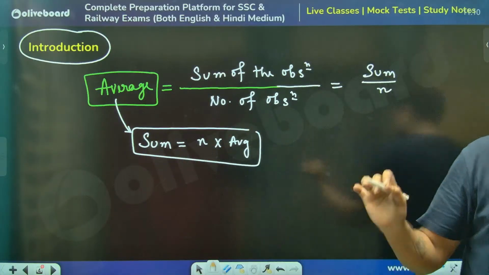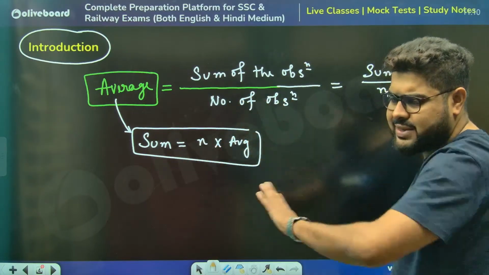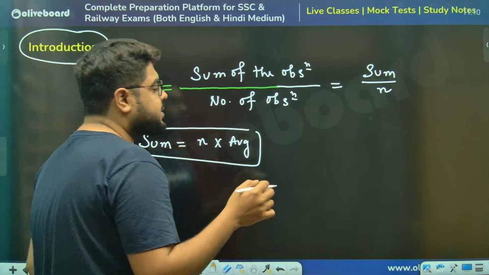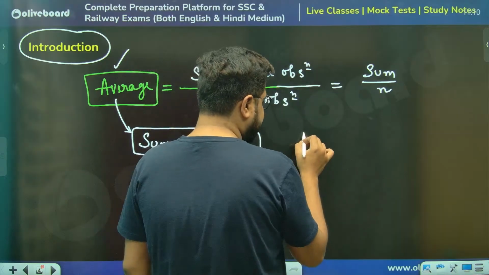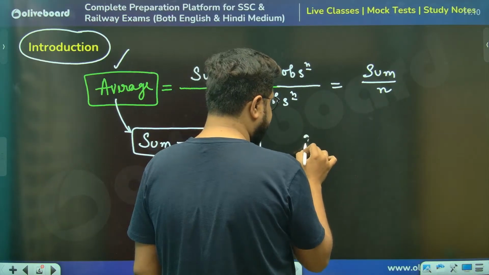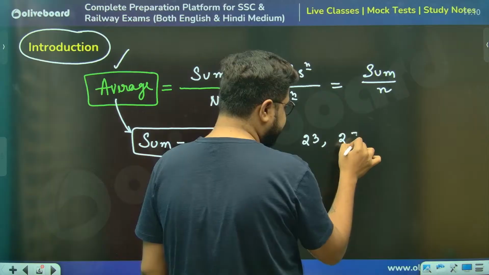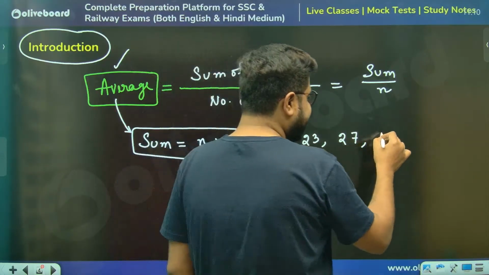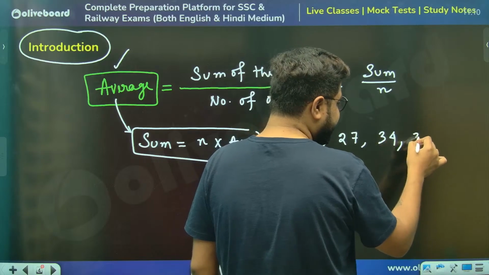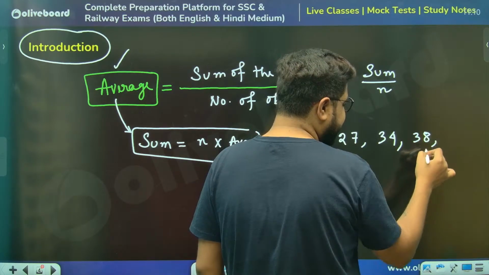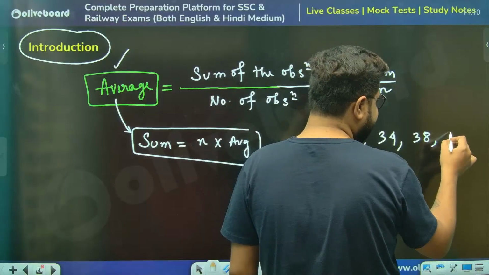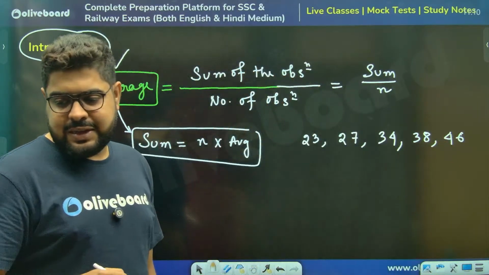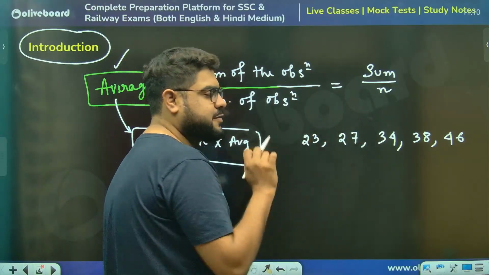This is a Score Booster batch, so I'm assuming you guys know these basic things. Now, say there are 5 numbers between 20 and 50. Tell me a few numbers. 23, 27, 34, 37, 38, and another, 46. Okay. Now, let's say we will be taking the average of this.